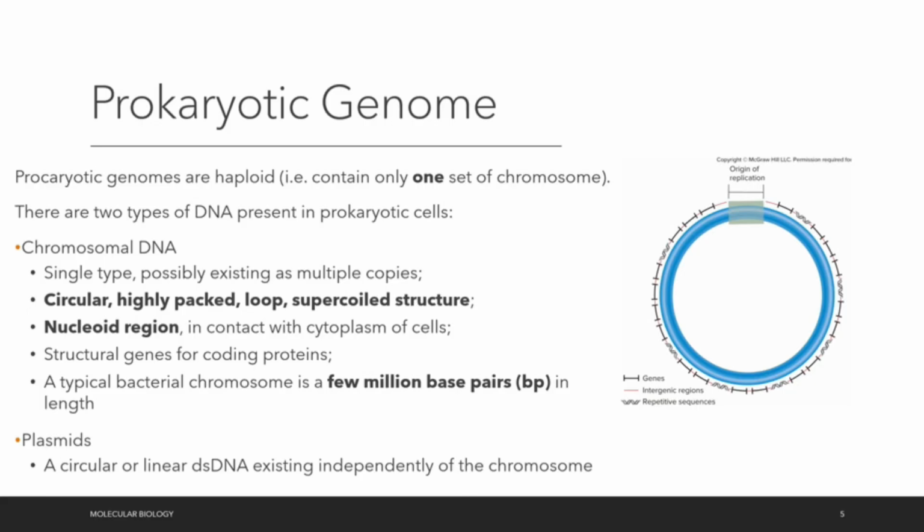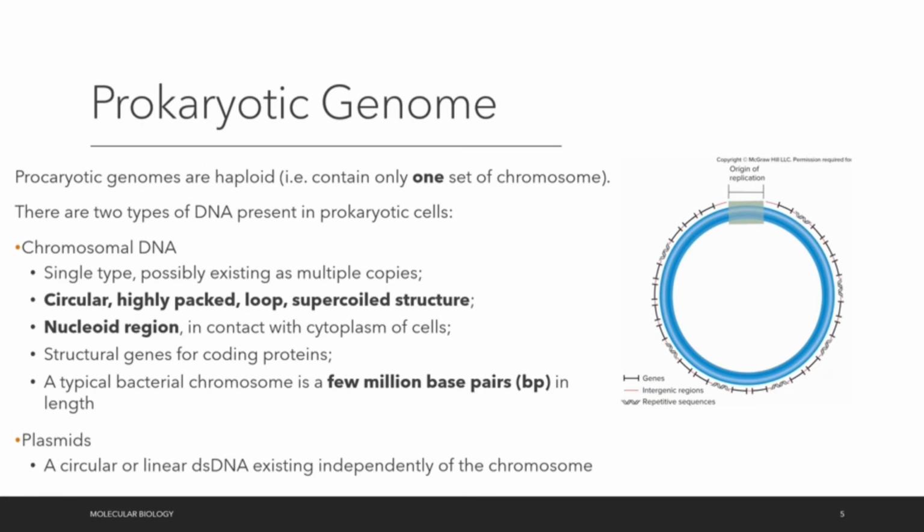A typical bacterial chromosome is about a few million base pairs in length. You might feel that a few million is a very large number, but it's actually not in terms of genomes, because higher organisms have much bigger chromosomes. So that's chromosomal DNA.